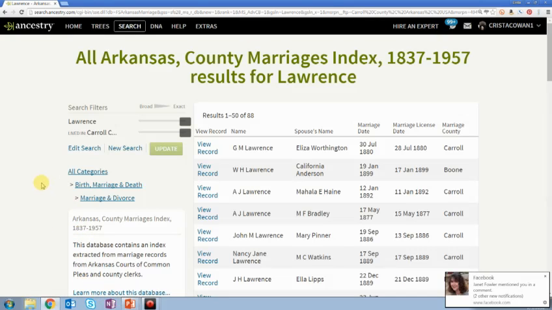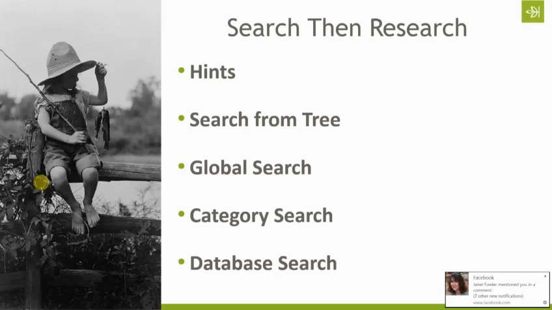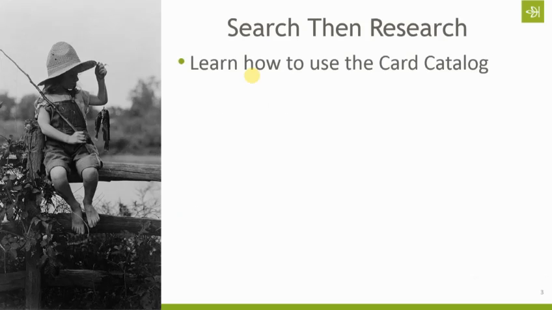Now, if we hop back over here, this is my basic research process or search process. I do the hints, I do the search from the tree, I do the global search, I do the category searches and the database searches. Let me give you some really specific research tips now.